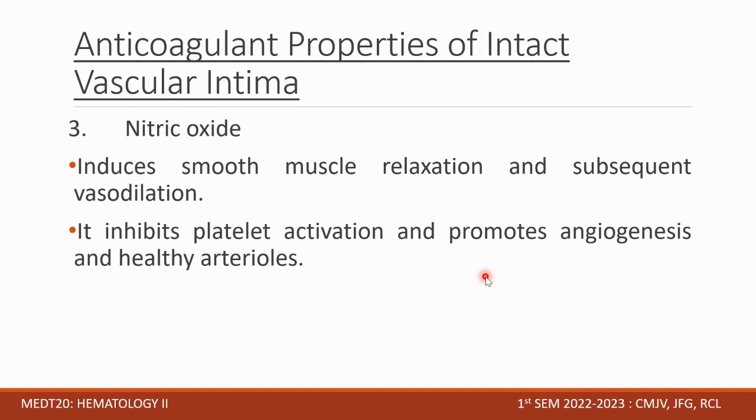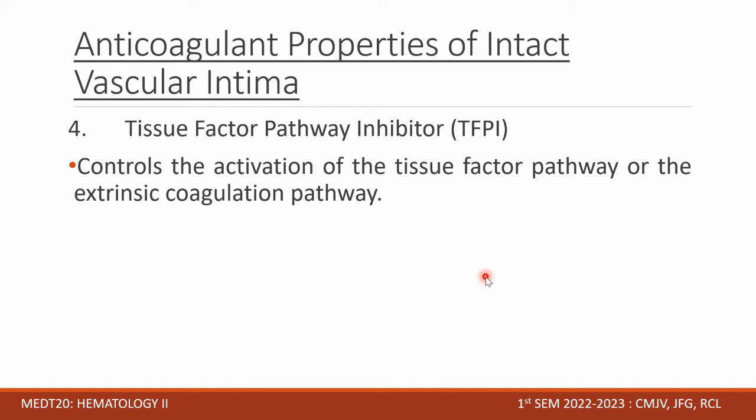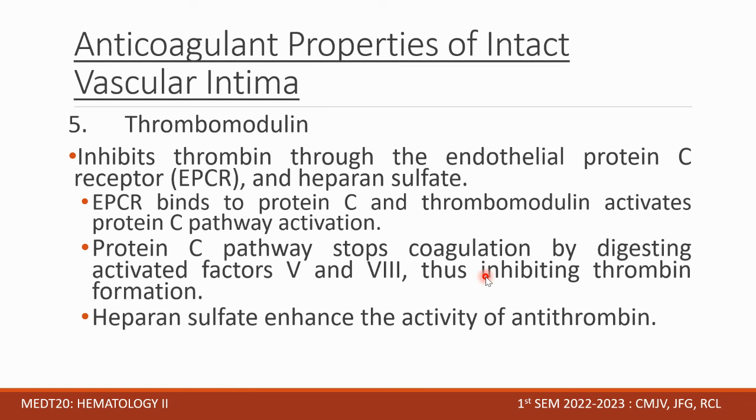So, next we have nitric oxide. Nitric oxide induces smooth muscle relaxation and vasodilation, almost the same as prostacyclin. It also inhibits platelet activation and promotes angiogenesis and healthy arterioles. We have tissue factor pathway inhibitor. This one controls the activation of the tissue factor pathway, or the extrinsic coagulation pathway. We may encounter this again in secondary hemostasis.